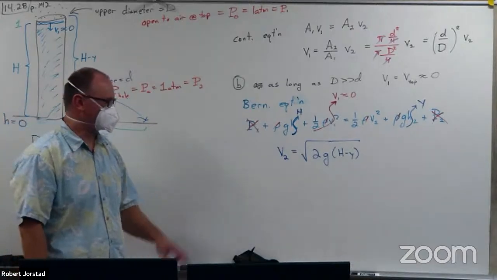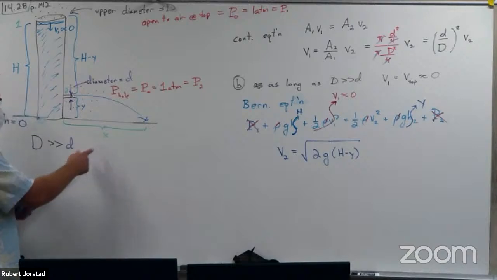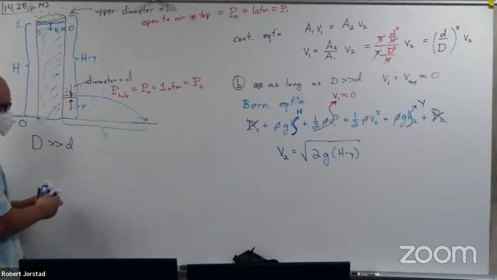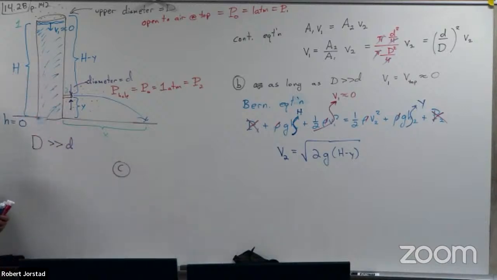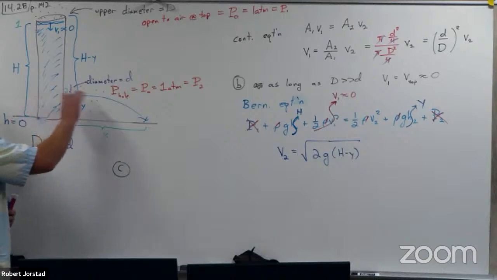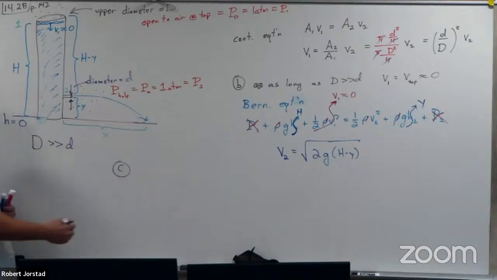All right. So that's the speed. How would you get x? I'm going to push through this real quick. Let's just finish this out. How would you figure out the distance x that it flies? What type of problem would you do? Kinematics.